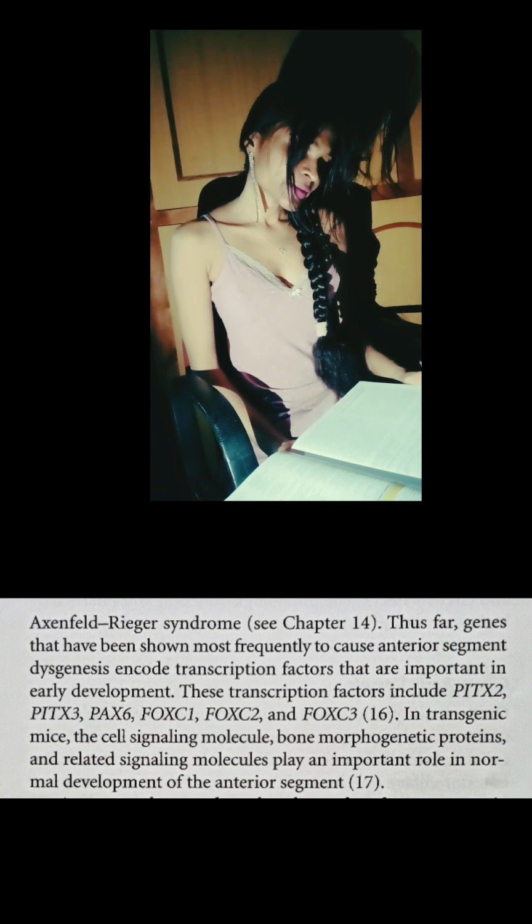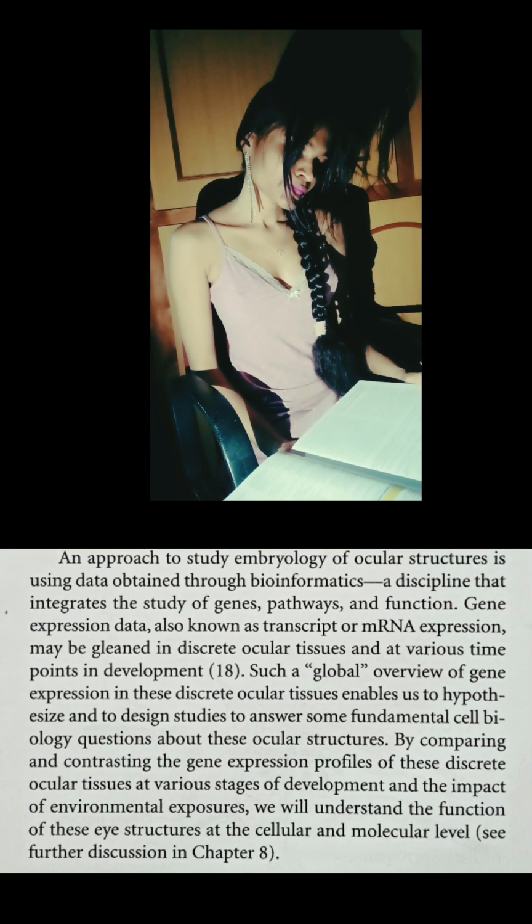In transgenic mice, the cell signaling molecules, bone morphogenetic proteins, and related signaling molecules play an important role in normal development of the anterior segment. An approach to study embryology of ocular structures is using data obtained through bioinformatics, a discipline that integrates the study of genes, pathways, and function.